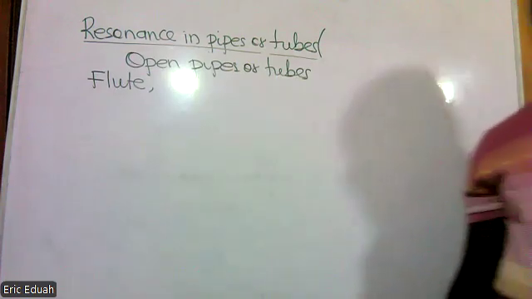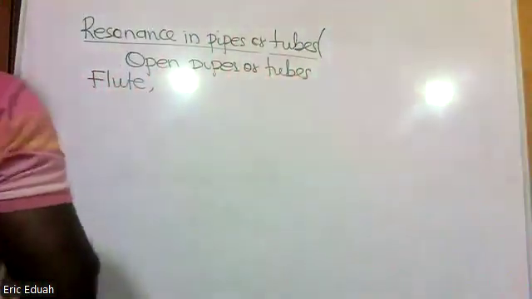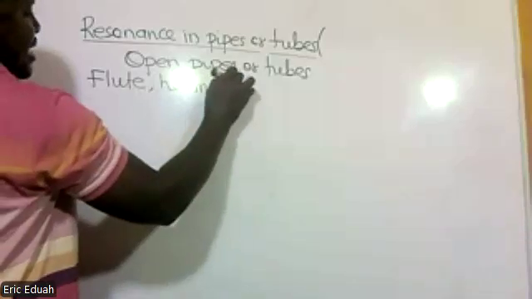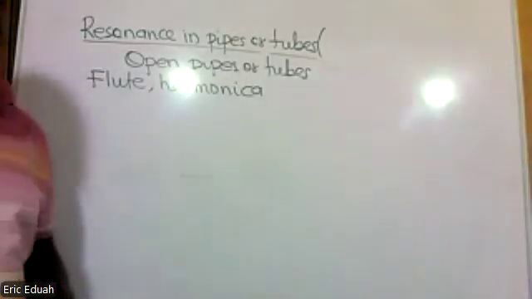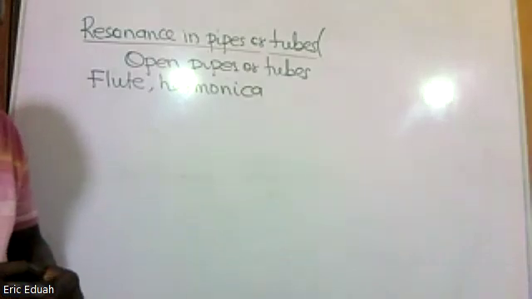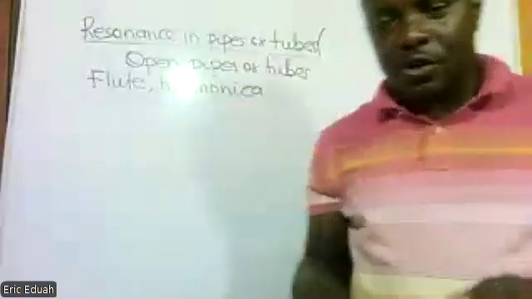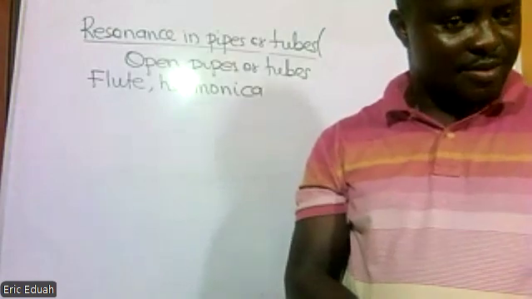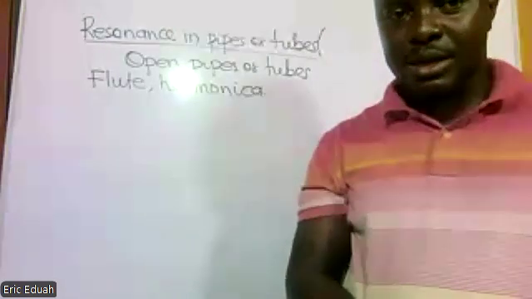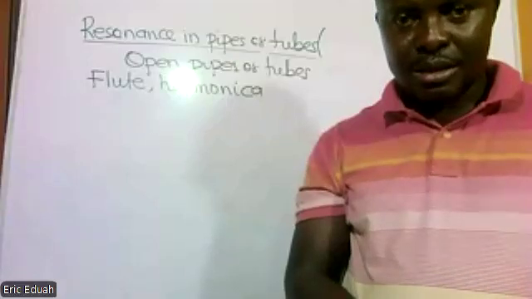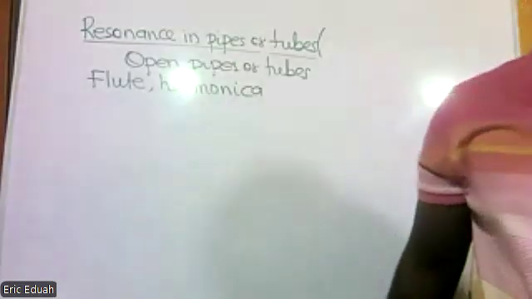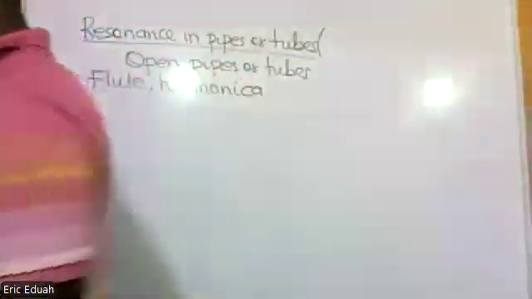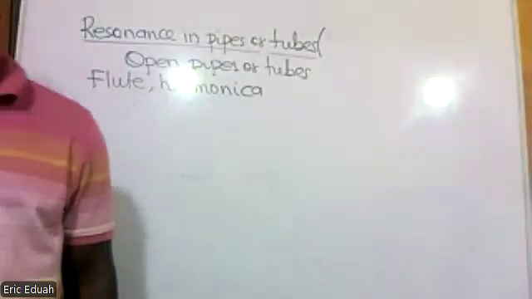Right. Okay, you are also forgetting about the harmonica, aka mouth organ. And do you know the xylophone also falls under open pipe? Sir, with that one, where is the air from? The air? Yes, sir. Where is the air from?